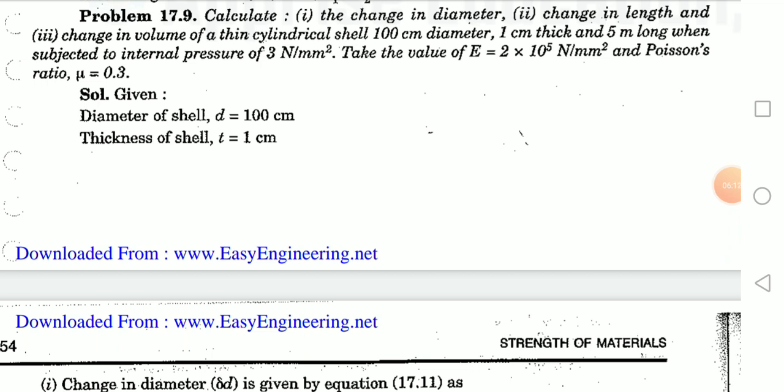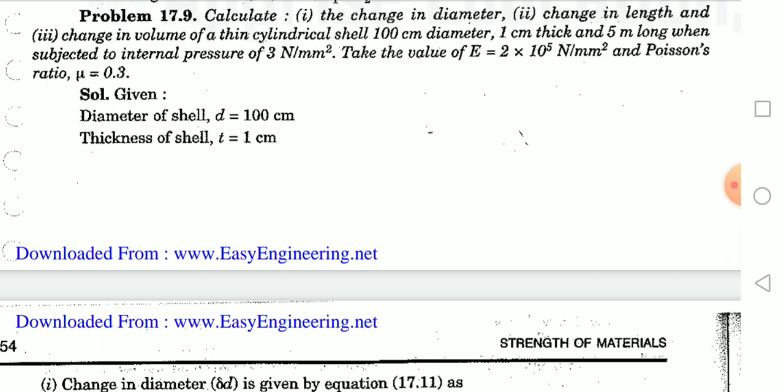So the next problem: calculate 1, the change in diameter, 2, the change in length, and 3, the change in volume of a thin cylindrical shell 100 centimeter diameter, 1 centimeter thick, and 5 meter long when subjected to an internal pressure of 3 Newton per millimeter squared. Take the value of capital E as 2 into 10 power 5 Newton per millimeter squared and Poisson's ratio mu equal to 0.3. So first of all, either you can convert everything in terms of centimeter.